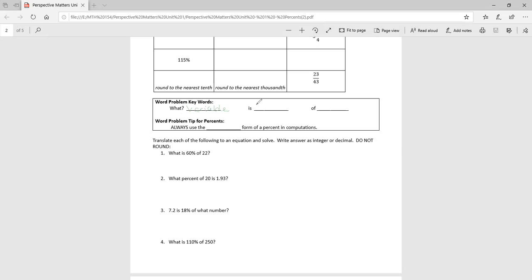If we're asked what is represents equals. So I like to break the sentence apart and write at the equal sign. Whatever's on the left of the sentence, I write and then break it apart with the right side. And then of. So what percent of 20? What percent of this, of that? That means multiplication.